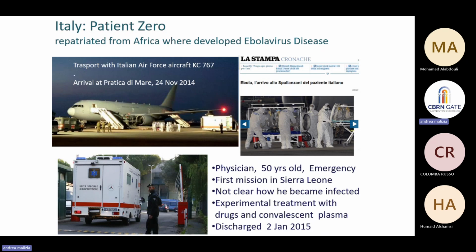Here is the situation instead during the Ebola epidemic. Patient zero was repatriated from Africa. He is a medical doctor who lived in the Sicily region, a person 15 years old, on his first mission in Sierra Leone. There was a strong epidemic of Ebola. Today it is not clear how he became infected.